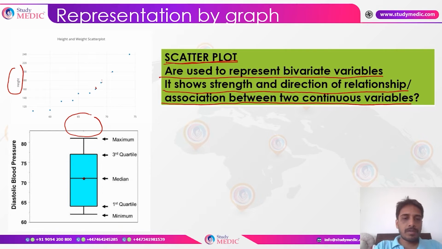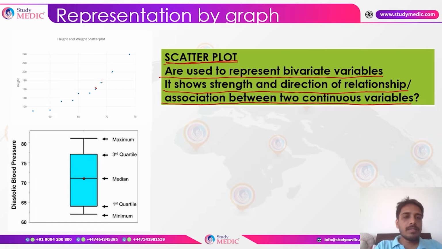The next plot is the box whiskers plot. Now you can see in the box whiskers plot there is a square box here, and then there are whiskers on both sides. That's why it is called the box whiskers plot.